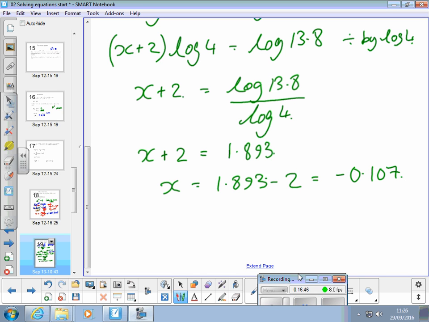Yeah, you'll get the same answer if you write it here. Are you saying I subtract 2 from both sides? No, it's got to be all of that, take away the 2. So you'd write it like this: x is equal to log 13.8 over log of 4 minus 2.